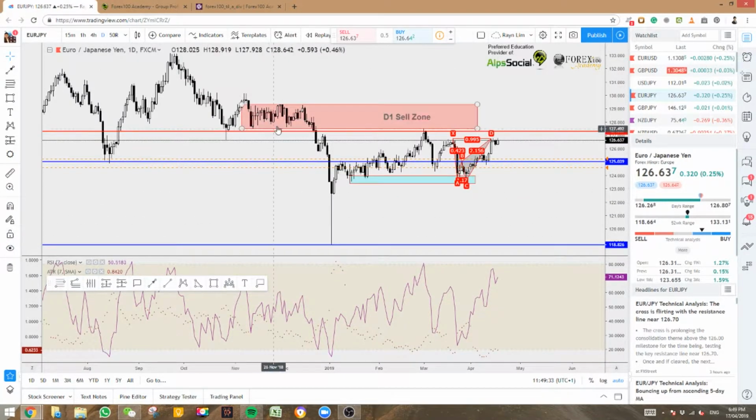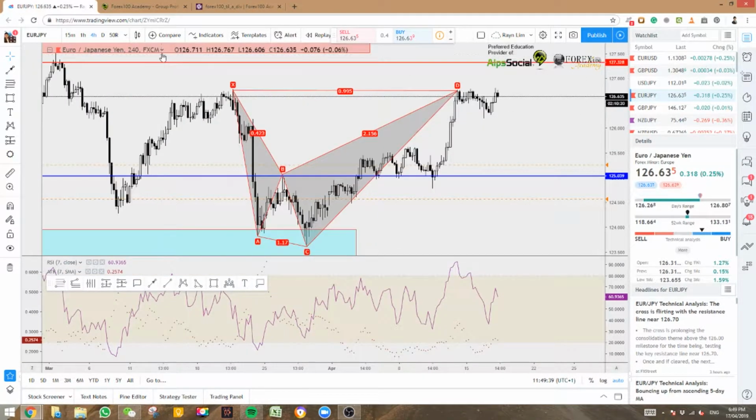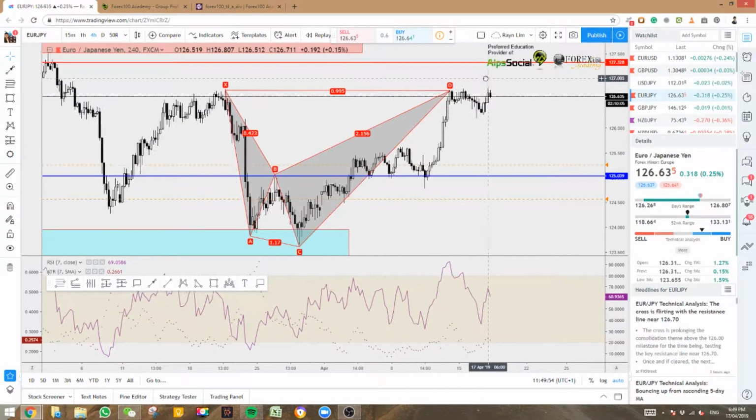I'll share with you my analysis. Here is my sell zone. This red line is also a resistance line. I'm looking for a shorting opportunity. Head down to 4 hour chart. This is what I have. Market respected the price. Head down, came back up. So it's a retest, second chance entry, or better known as a type 2 bearish bat formation.